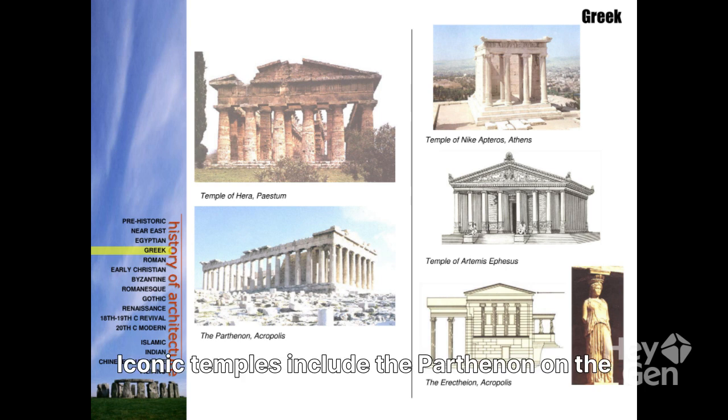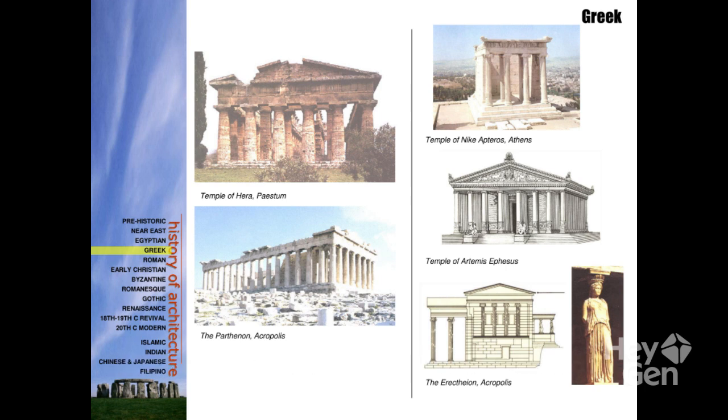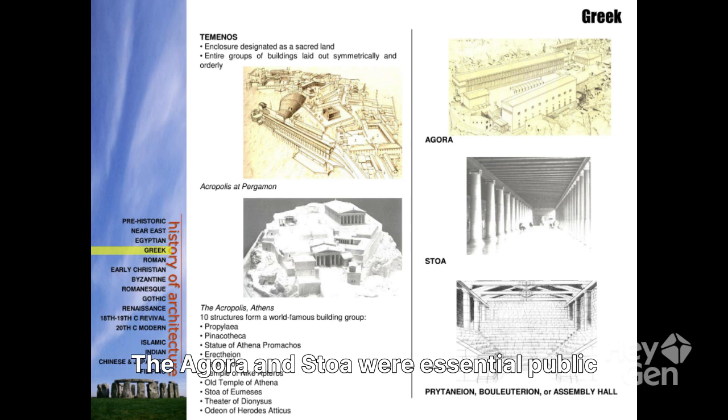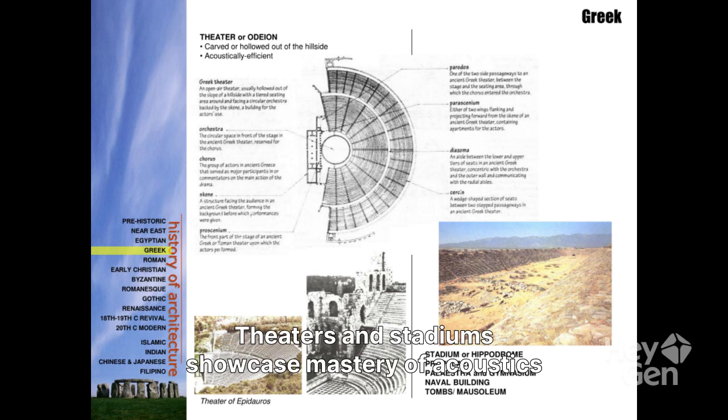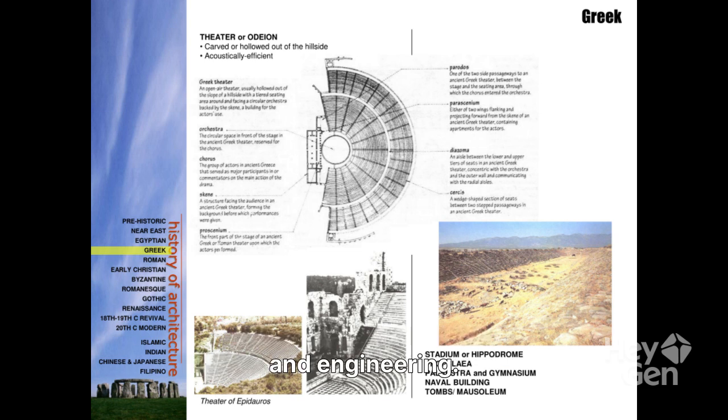Iconic temples include the Parthenon on the Athenian Acropolis. The Agora and Stoa were essential public spaces for social life. Theaters and stadiums showcase mastery of acoustics and engineering.